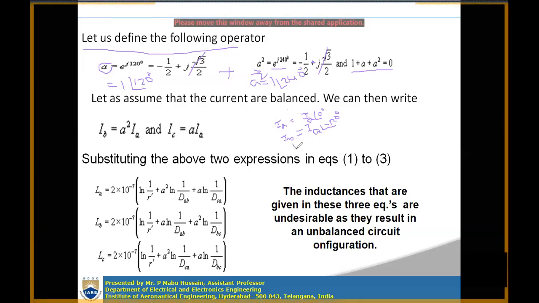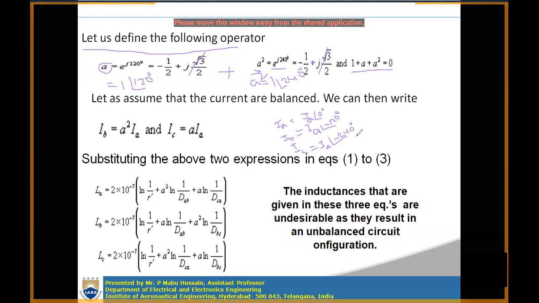Okay. So similarly, you can write current IC. As these are balanced, the magnitudes are the same. So that means the magnitude of IC is also the same as IA, at a phase angle of minus 240 degrees.